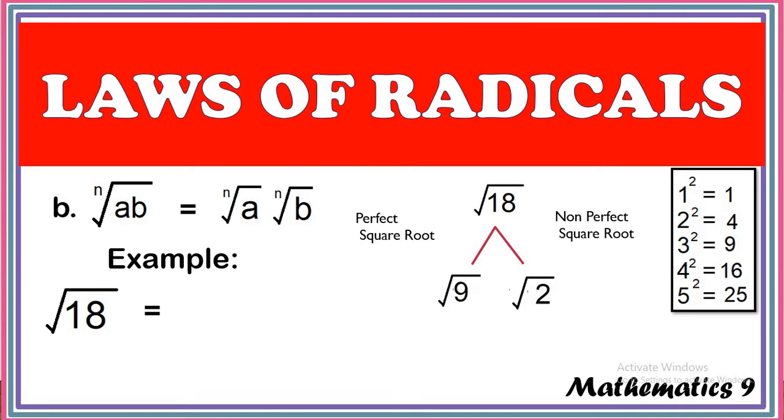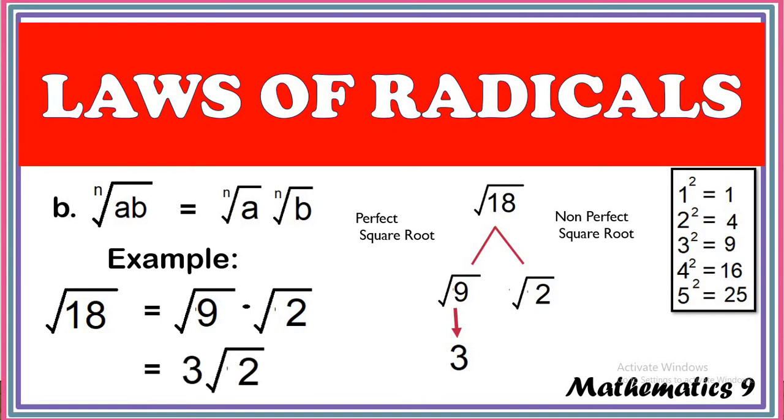So you can write it as the square root of 9 multiplied by the square root of 2, which is the same as the square root of 18, because 9 times 2 is 18. Then the square root of 9 is 3. So in simplified form, we have 3 times the square root of 2, and that is the final answer.